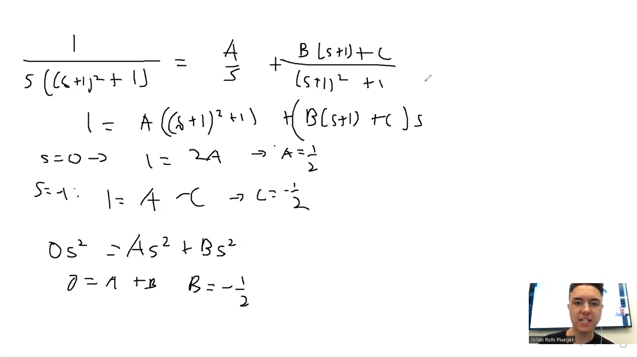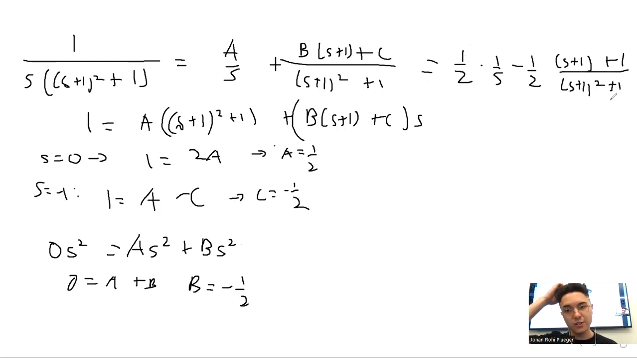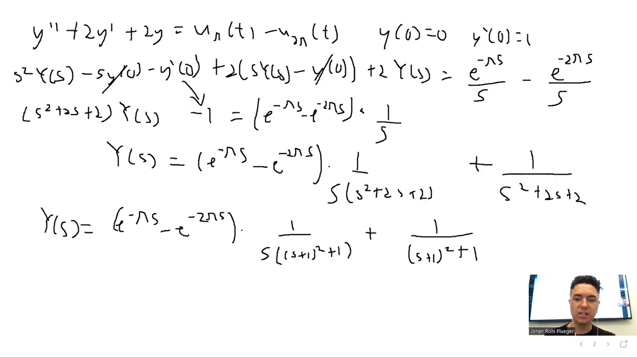And now we can write this as 1/2 times 1 over S minus 1/2 times (S plus 1 plus 1 over S plus 1 squared plus 1). You may be thinking, where did all that come from? Because B and C are both negative 1/2, I can factor them both out into this negative 1/2 here, and then I just have S plus 1 plus 1. Agree? Okay.